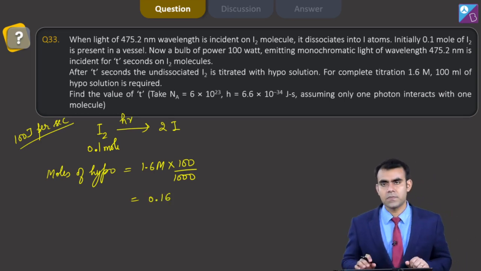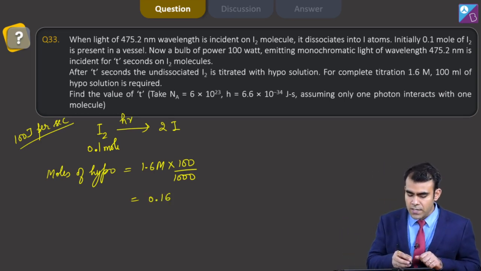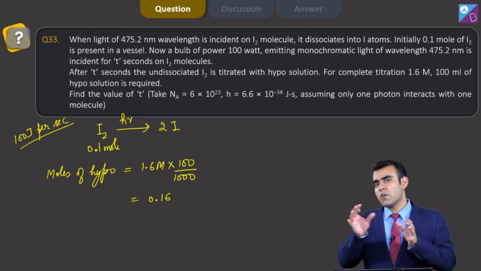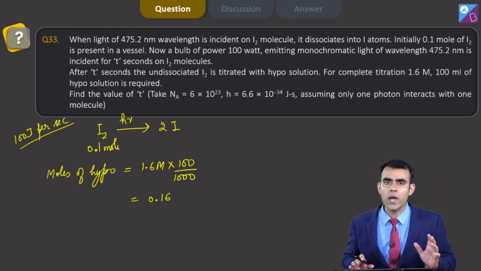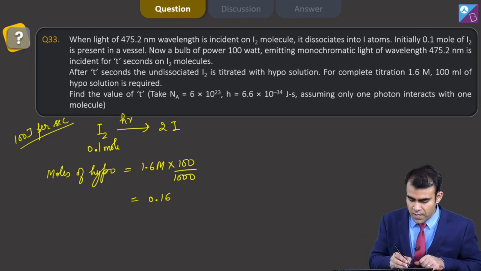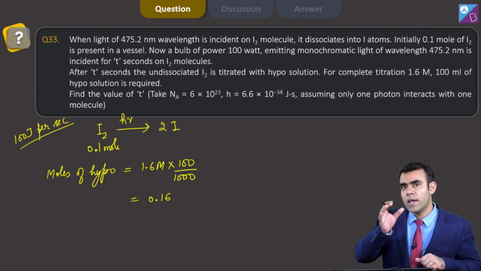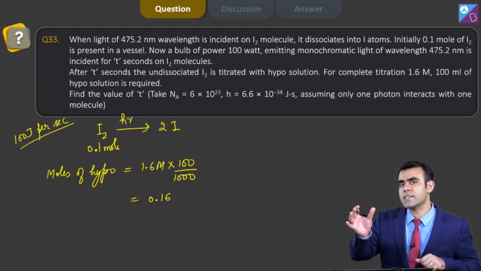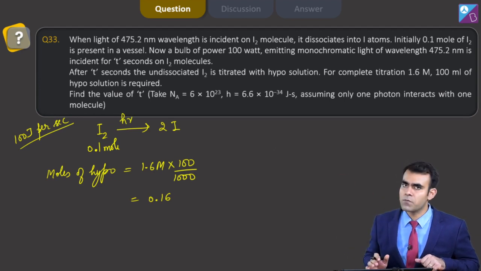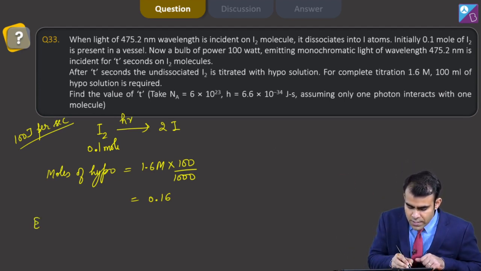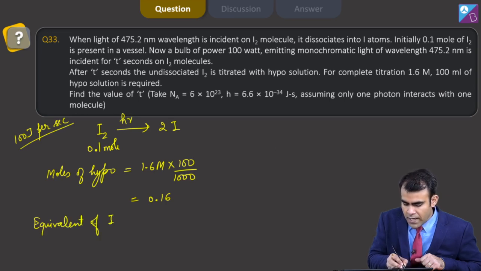0.16. Now if you see here, we know that the equivalents of hypo is equal to equivalents of iodine, because in a chemical reaction the equivalents of all the reacting substances as well as the products formed is the same. So equivalents of I2 is equal to equivalents of hypo.